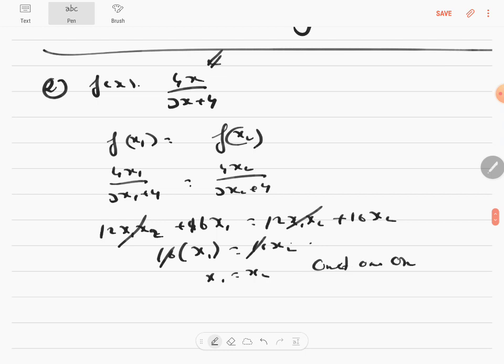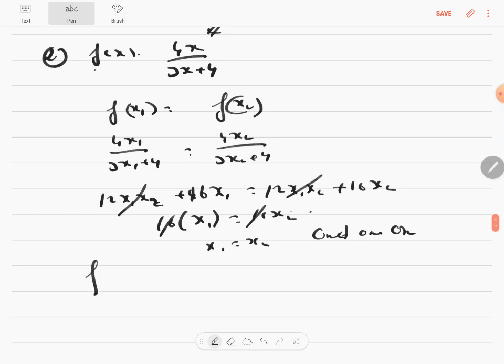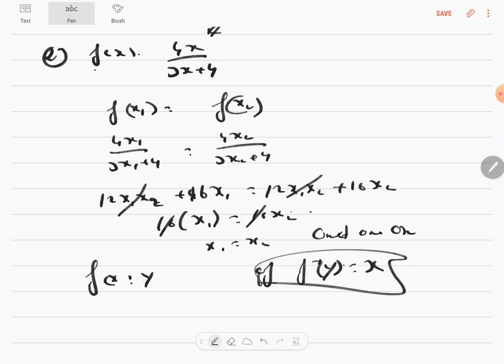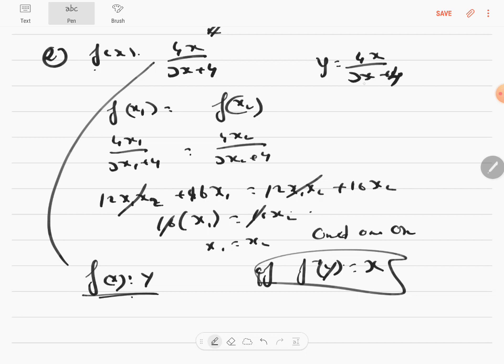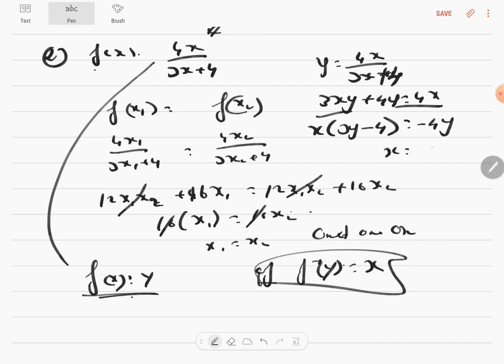And to prove it's onto, you have to prove either f of x is equal to y or f inverse of y is equal to x. Inverse is not there in the portion, so f of x is equal to y, where x is what? y is equal to 4x by 3x plus 4, and cross multiplying, you get 3xy plus 4y is equal to 4x. So x into 3y minus 4 is equal to minus 4y. x is equal to 4y by 4 minus 3y.